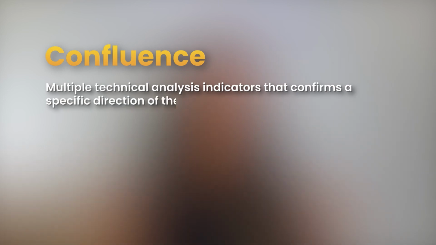One more thing I want to talk about before we get into the charts is what we call confluence. Confluence is multiple technical analysis indicators that confirm a specific direction or the direction of the move. So really and truly, guys, for simple purposes, all it is is more reasons for us to get into a trade.